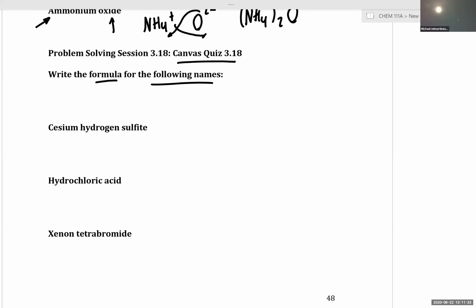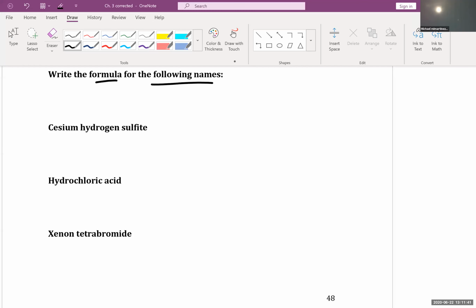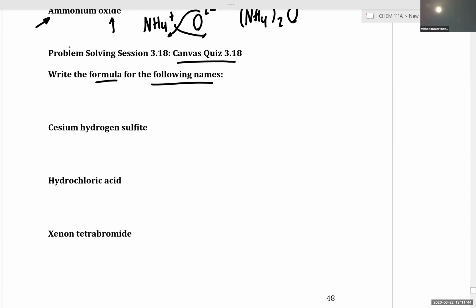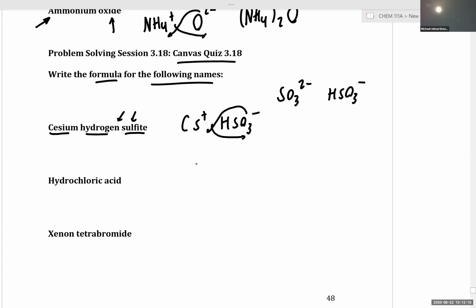So looking at the class's responses via Canvas, almost everyone has responded so far. So let's now discuss these examples. So first and foremost, cesium hydrogen sulfite. So this is an ionic compound. We write the name of our cation, which is cesium. Hydrogen sulfite. So sulfite is SO3 2 minus. Hydrogen sulfite is HSO3 minus. So we write the charge of each of our cations and anions, and then we cross the charges to give us cesium hydrogen sulfite.